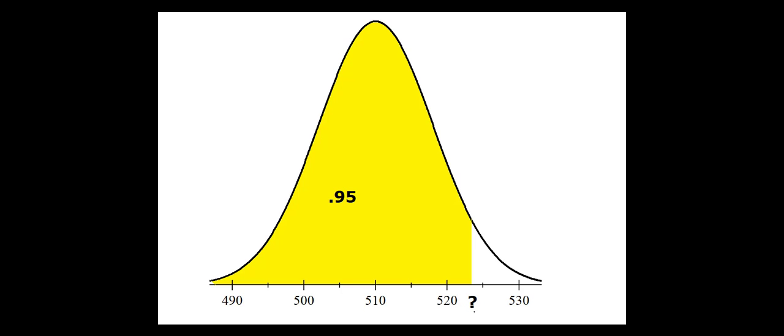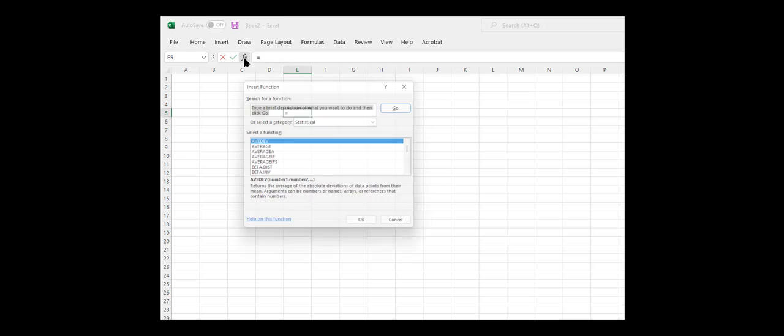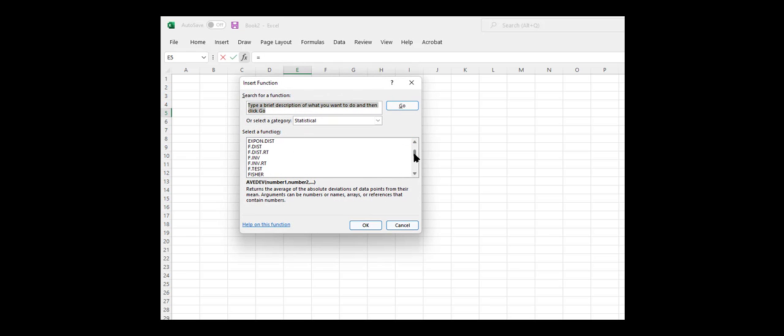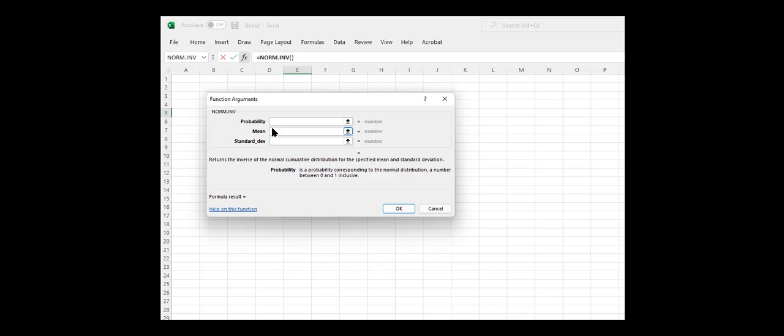On the other hand, if we would like to find a percentile of a normal distribution, that is, say we would like to obtain the value such that 95% of the values are to the left of this value, we can use Excel in the following manner. We can go back to this feature, and now instead of norm distribution, we will look for the norm inverse. Here we put the percentile, or the area to the left that we want, and here we put 510 and standard deviation 8.